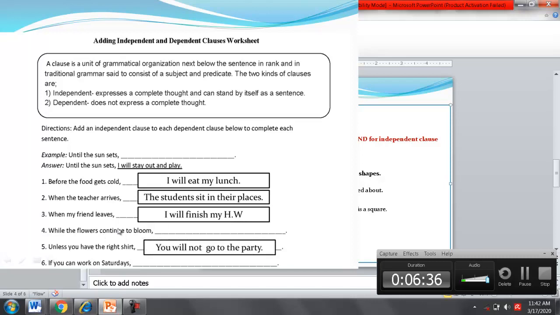Number 4: While flowers continue to bloom, the garden smells wonderful. Number 5: Unless you have the right shirt, you will not go to the party. Whatever I have added here are independent clauses, or simple, complete sentences. If you can work on Saturdays, I will be able to visit my friends.